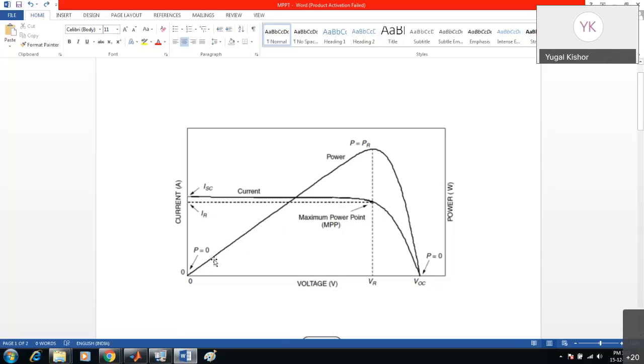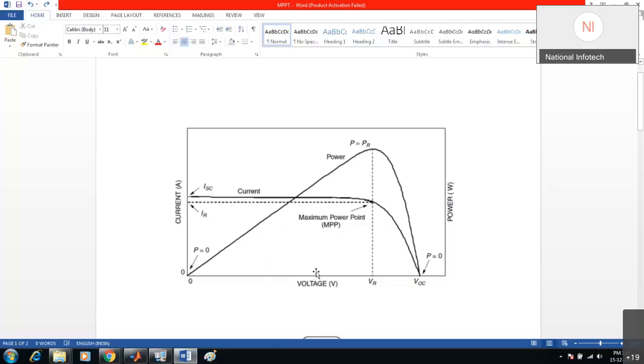So we are trying to get here, at this point. We will check whether I can go up here or not. In order to do that, it will continuously check whether the power is available here or not. If the power is available here, then it will check the voltage, whether I can go to this voltage or not. If the voltage is also available, then the voltage will increase.